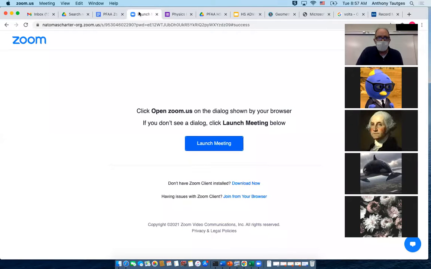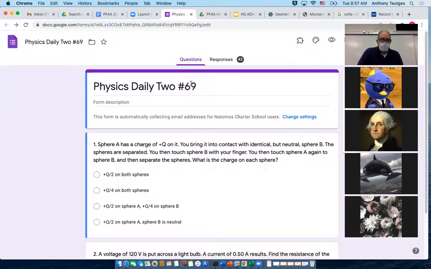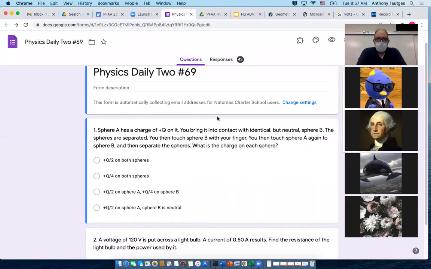So I'm going to share the screen and let's look at what we needed to do for today's daily two. And that is right here. Sphere A has a charge of positive Q on it. You bring it into contact with identical but neutral sphere B. The spheres are then separated. You then touch sphere B with your finger, touch sphere A again, and then separate. What is the charge on each sphere? So we had to wonder about charge distribution.